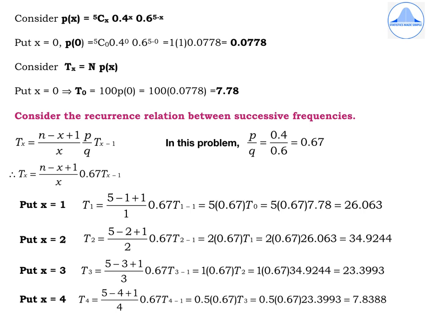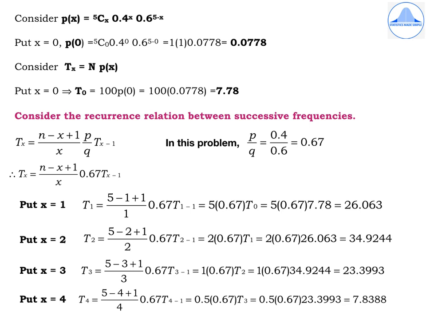Now in a fitting of a binomial distribution problem, our aim is to find out the theoretical or expected frequencies. So use the formula Tx is equal to capital N into P of x. When we put x as 0, we get T0 is equal to 100 into P of 0, which is 100 into 0.0778, which is equal to 7.78.